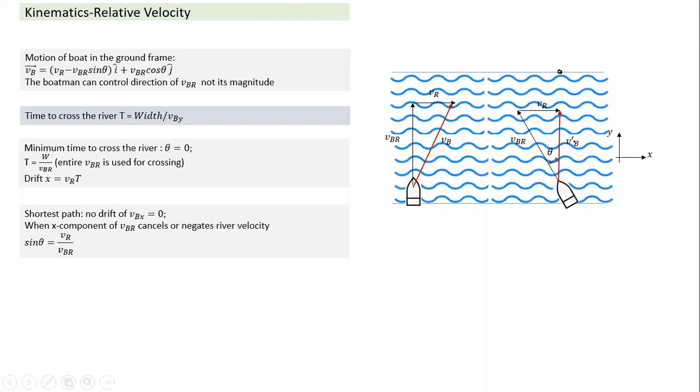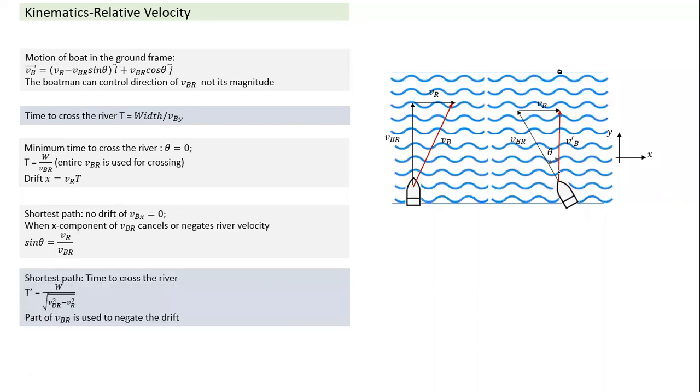And if we row like this, what is the VB value in that case? What will be the ground speed of the boat? Ground speed, from the right angle triangle, we can easily figure out. We know these two values. If these two values are known, ground speed VB can be found from the right angle triangle. It will be equal to square root of VBR square minus VR square. So that is the speed used for the time to cross the river. So we notice compared to earlier, the denominator has become smaller. That's why it takes more time. So here part of the VBR is used to negate the drift. Hence the time has gone up.